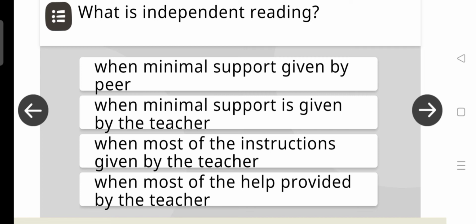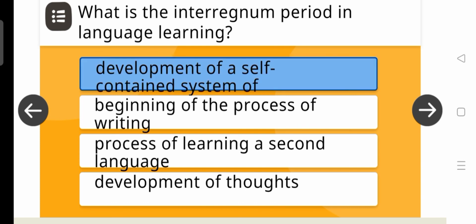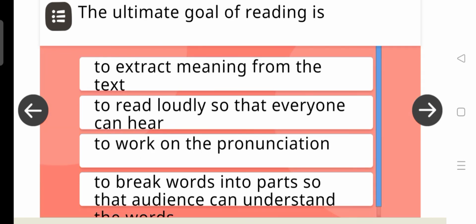What is independent reading? When minimal support is given by the teacher. What is the interregnum period of language learning? Development of self-contained system of expressions.